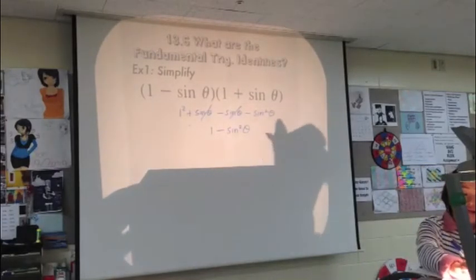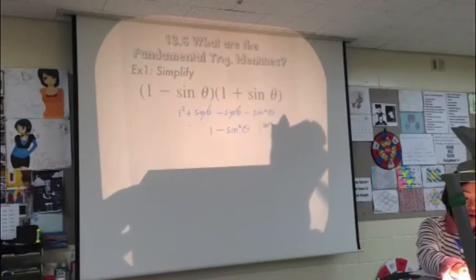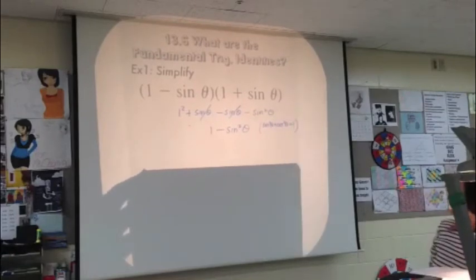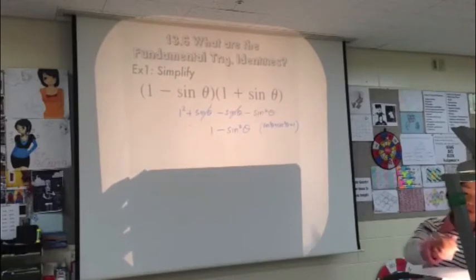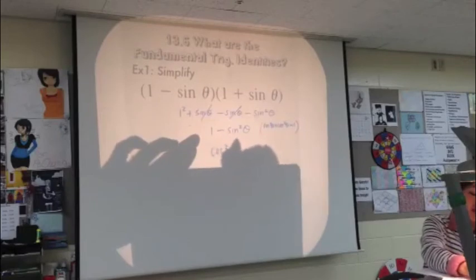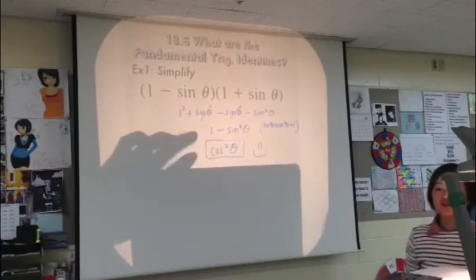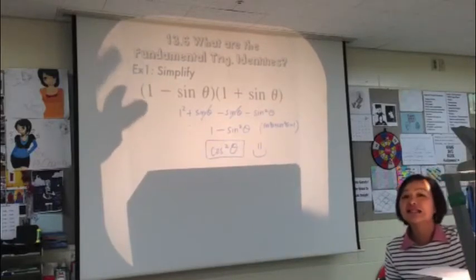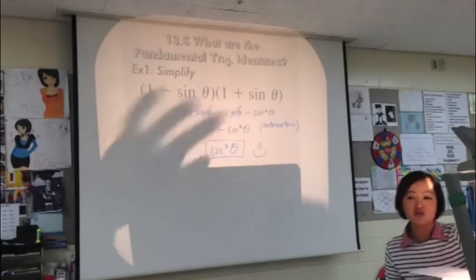Remember the Pythagorean identity is sine squared theta plus cosine squared theta equals 1. Alright, so how is that formed? It's because we subtracted sine squared theta from this side. So we're left with cosine squared theta. Alright, and that's your solution. You've now simplified this long thing just to that.